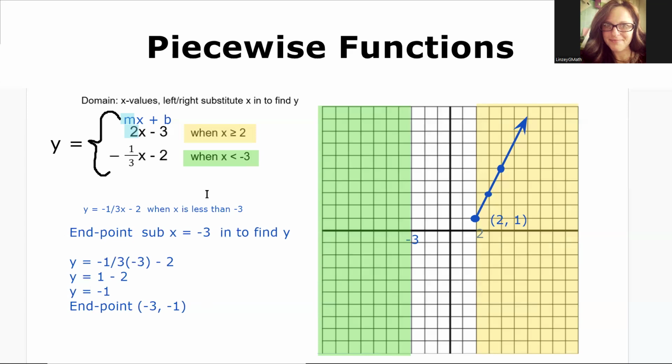Since we have less than, we have an open circle on this endpoint. (-3, -1), open circle on our endpoint. And then we'll use our slope, -1/3.